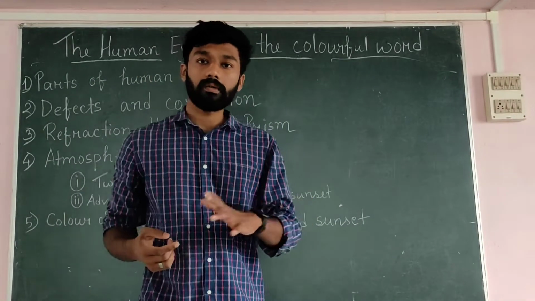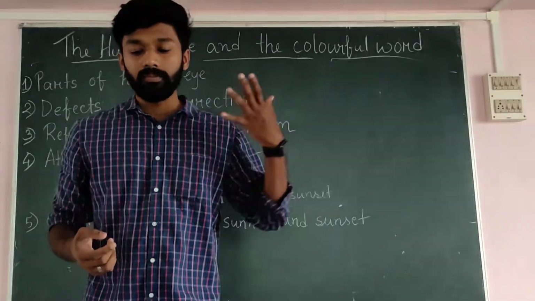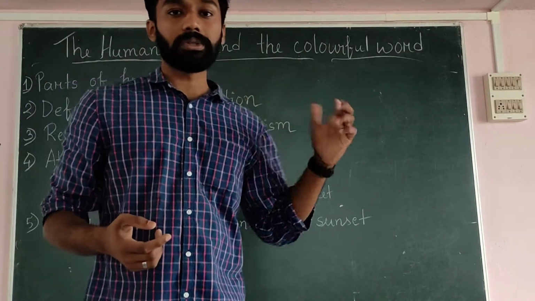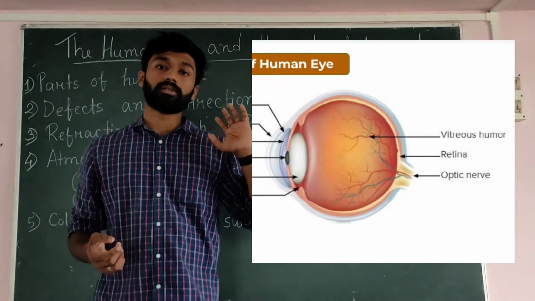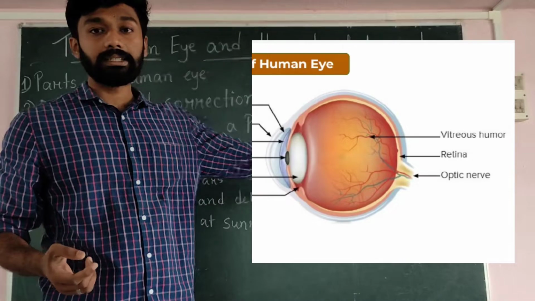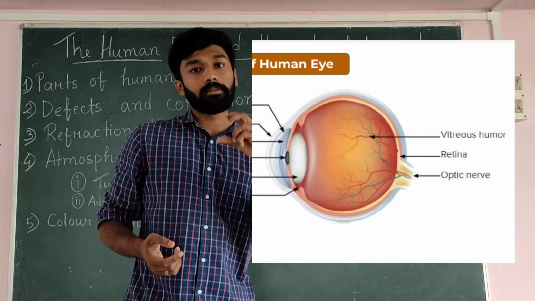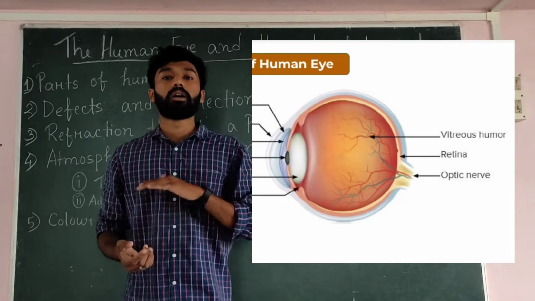So what is the peculiarity of rods and cones? One is for detecting light and the other one is for detecting color. The retina has rods and cones which will detect and send this information to the brain through the optic nerve. There is one optic nerve. You can see that optic nerve. What is the peculiarity of the optic nerve? It will send electric impulses or messages to the brain. Then only we can see the images.